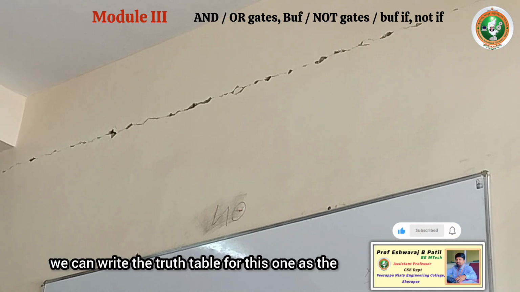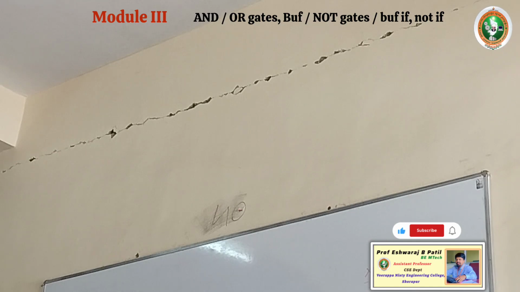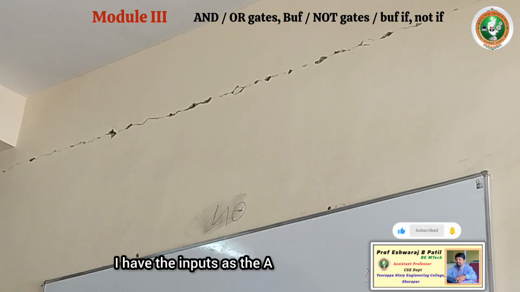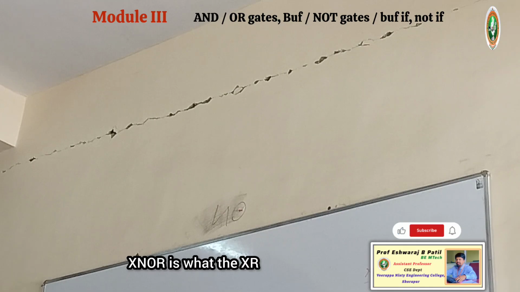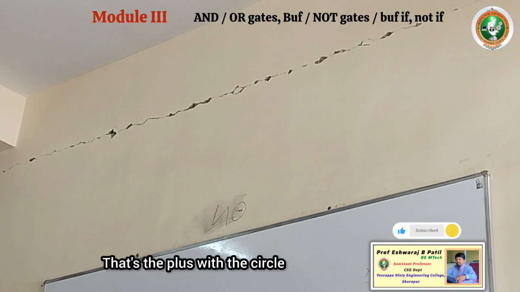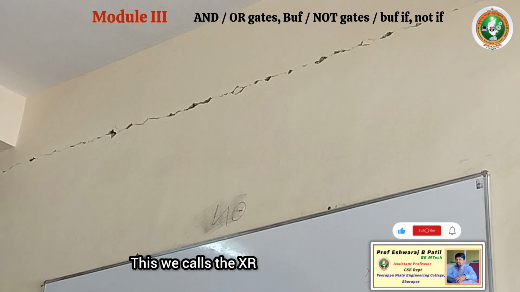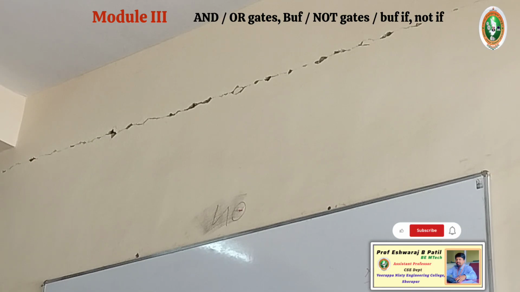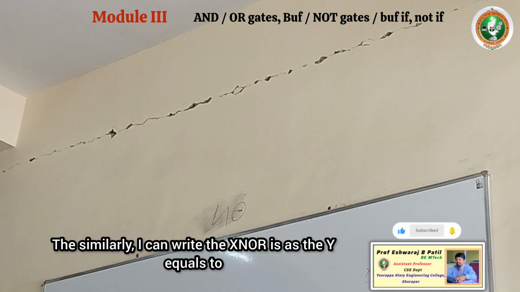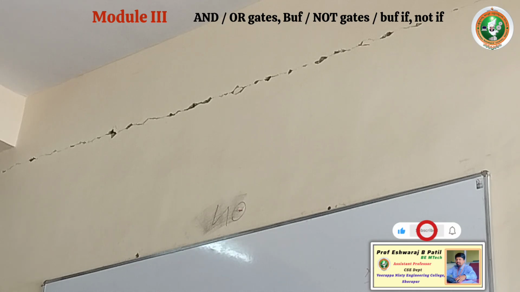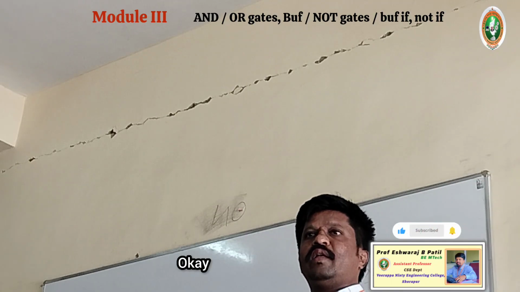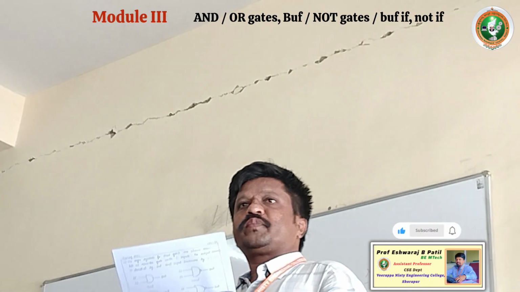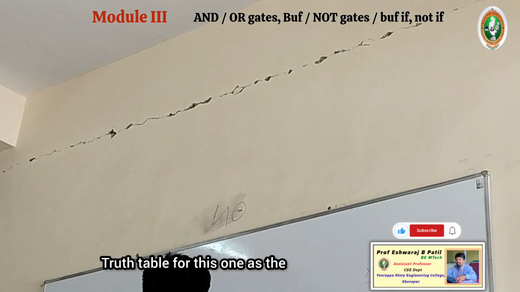The truth table for this: the inputs are A and B, two inputs, and Y is the output. The operator for the XOR is a plus with a circle. Similarly, I can write the XNOR as Y equals A, a circle with a dot. This one is called the XNOR.